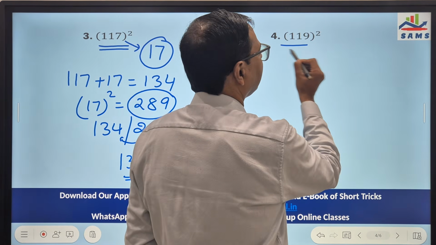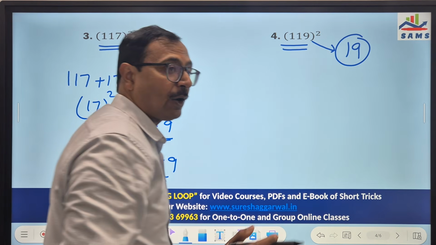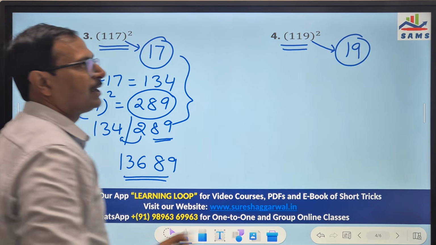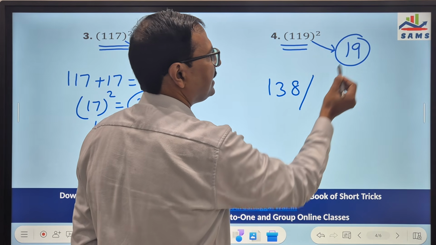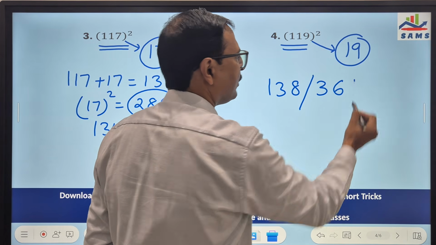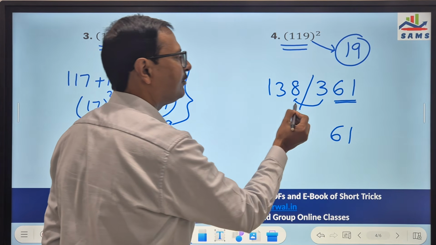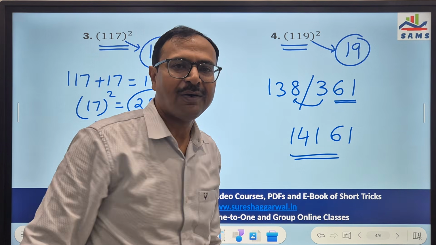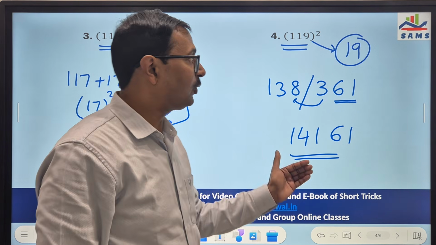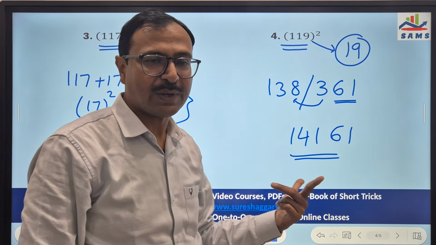Let's do it here. We have the excess 19 here. So now I am skipping these steps. See, 119 plus 19 is 138 and 19 square is 361. So 61 retained, 3 carried forward, 138 plus 3 is 141. Your answer is 14161. See how quickly we can do that. There are hardly any steps involved and you get the square.